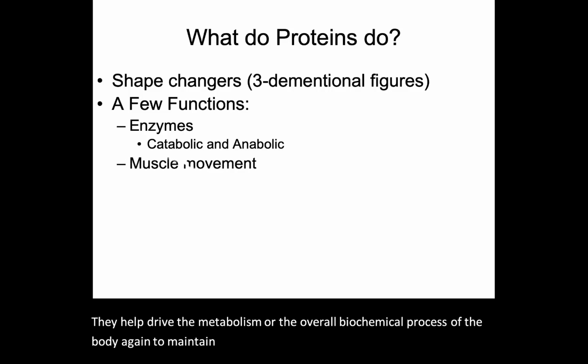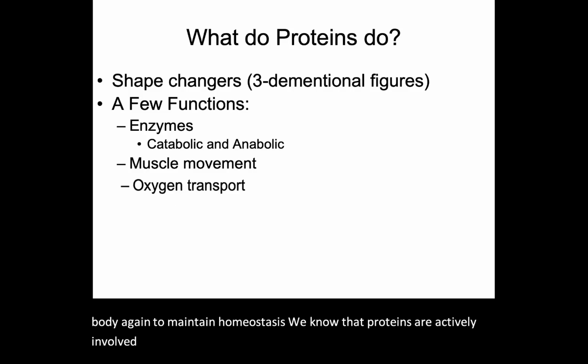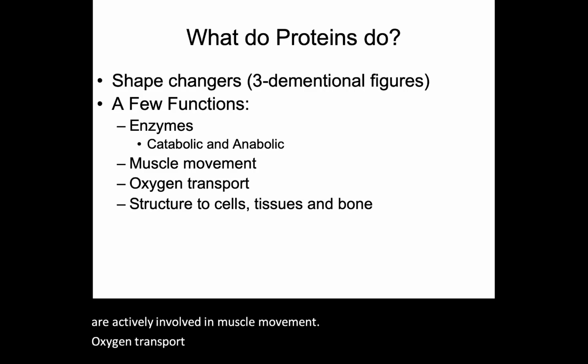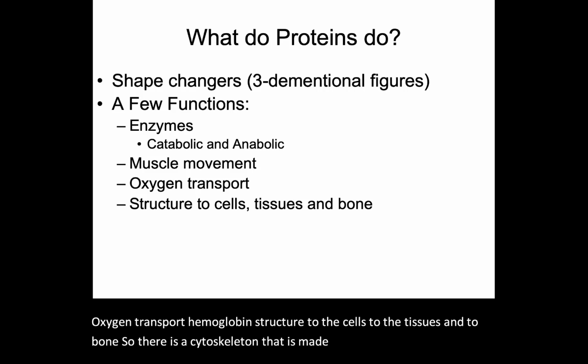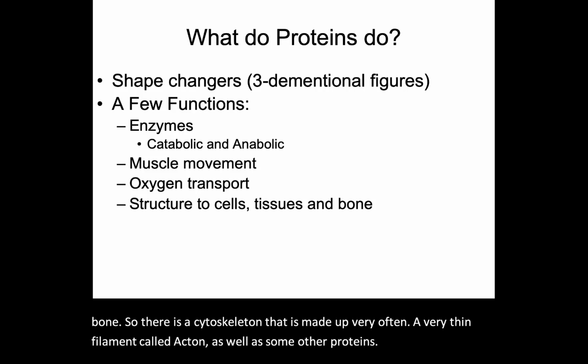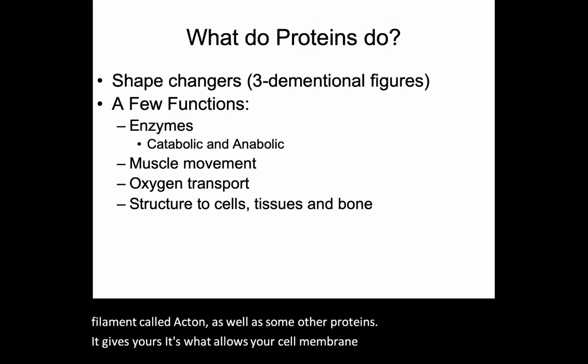We know that proteins are actively involved in muscle movement, oxygen transport, hemoglobin, structure to the cells, to the tissues, and to bone. So there is a cytoskeleton that is made up very often of a very thin filament called actin, as well as some other proteins. It's what allows your cell membrane to maintain shape and structure.